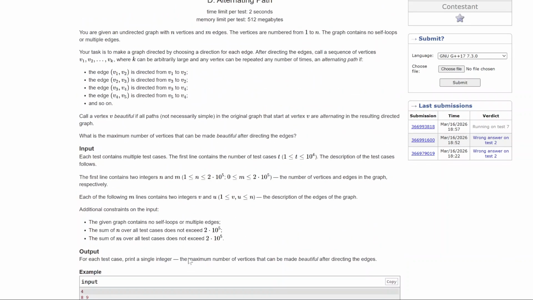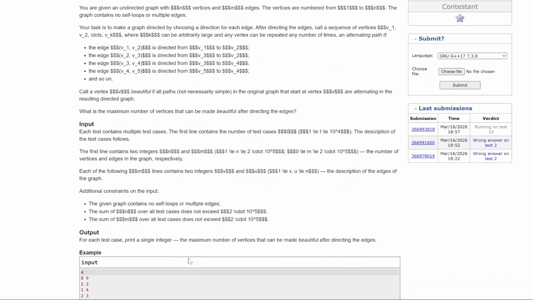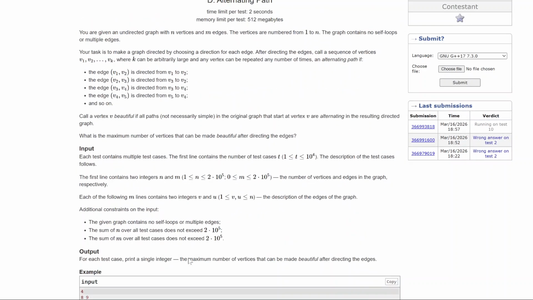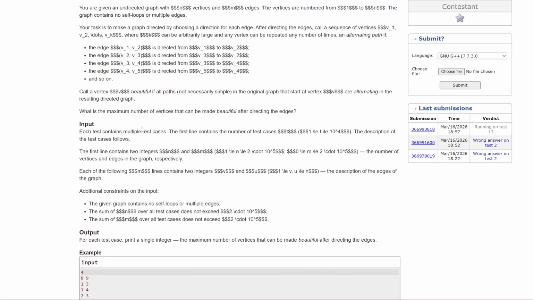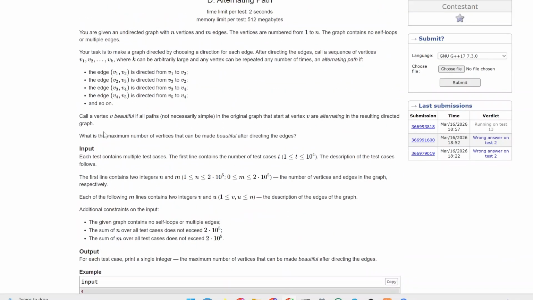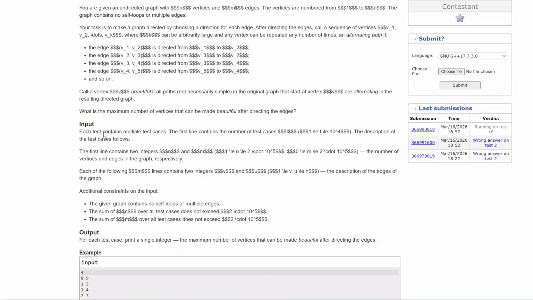But I had the solution half an hour ago. Because of Codeforces, I was not able to solve it. Fine.